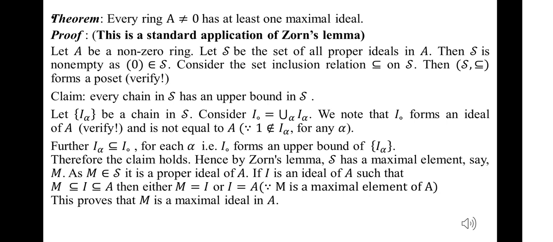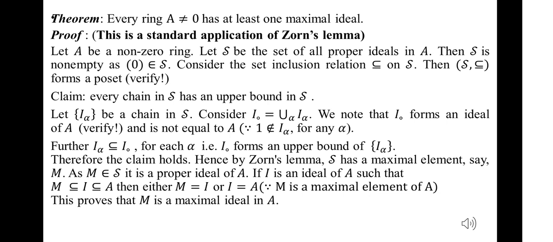Now we will consider the set inclusion relation on S. Then you can easily verify that S with respect to inclusion forms a partially ordered set. That is, you need to verify that inclusion is reflexive, antisymmetric and transitive in this collection S. So we have a poset now, that is S. Now we will prove that in this poset S, every chain has an upper bound. Every chain has an upper bound, and then we will be applying the Zorn's lemma.